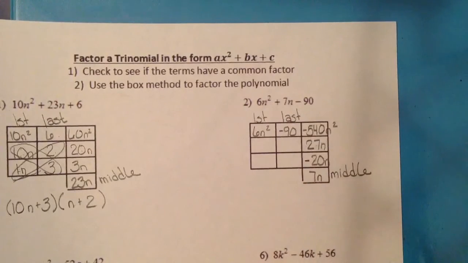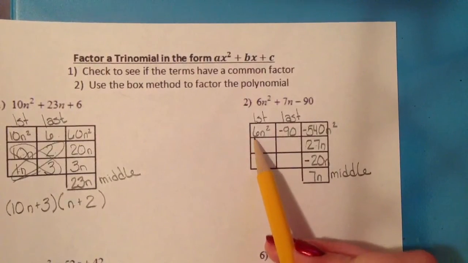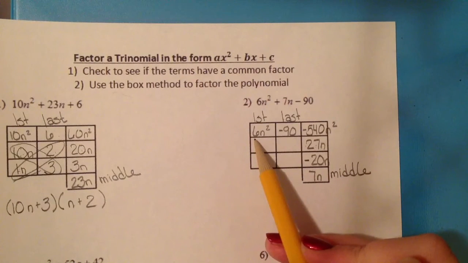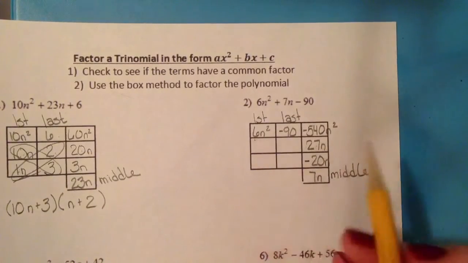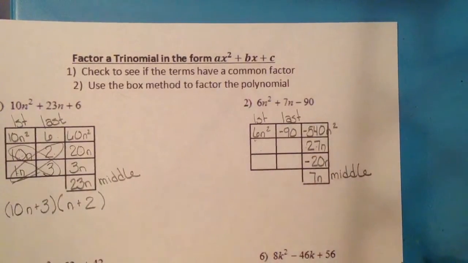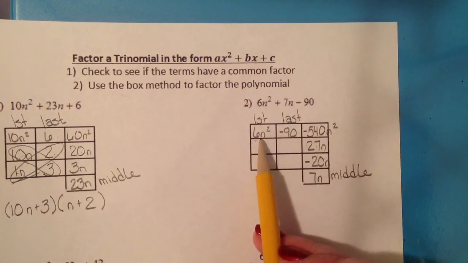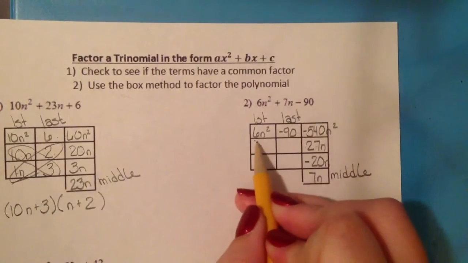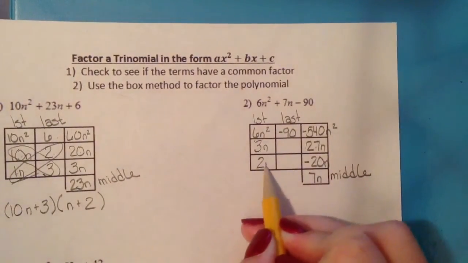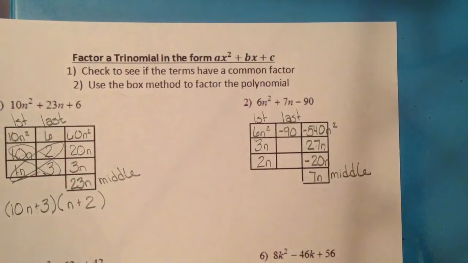All right, let's fill in the rest here. For 6n squared, my factors are 6 and 1 or 3 and 2. Now, if I'm looking at 6 and 1, 6 is not a factor of 27 or 20. So I'm going to have to go with 3 and 2. 3 is a factor of 27, and 2 is a factor of negative 20. So I'm going to use 3n and 2n.